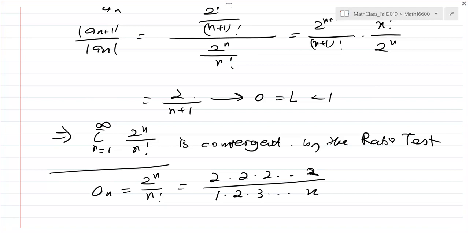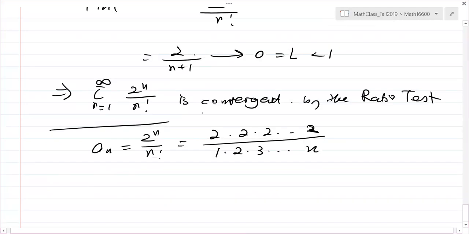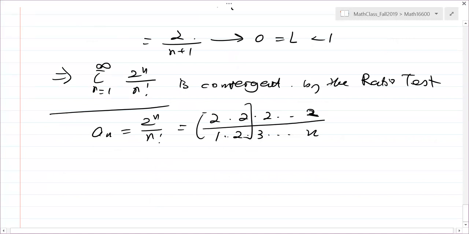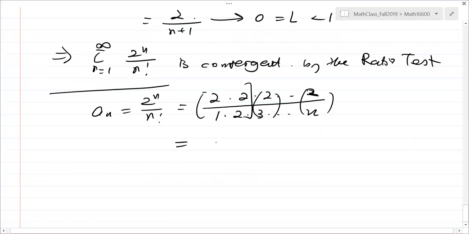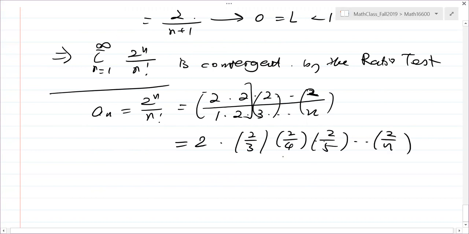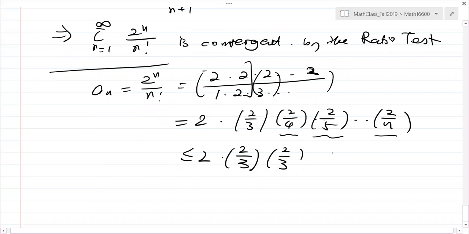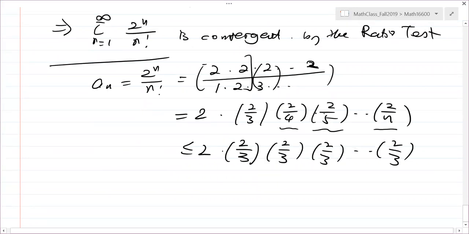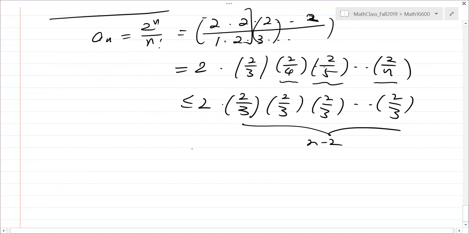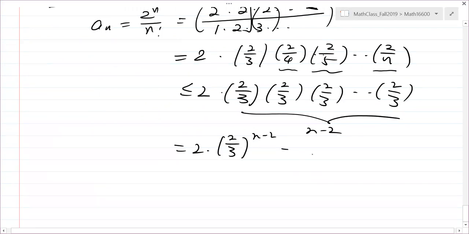Well, maybe it's easy, okay? So let's look at this part. This part is okay, we don't worry about it. So this is just 2, okay? How about the rest of it? The rest of them, if you look at them, keep getting smaller and smaller. 2 over 3 is larger than 2 over 4, which is larger than 2 over 5, right? So all of the terms are smaller than the previous term. So what you do is, it's less than 2 over 3, 2 over 3, 2 over 3, and so on. How many terms here? You have n minus 2 terms. So it's going to be 2 times (2 over 3) to the n minus 2. That's your b_n. And this is a geometric series.